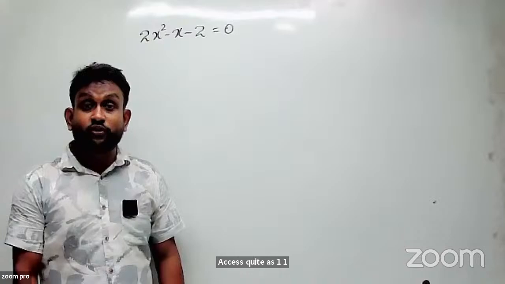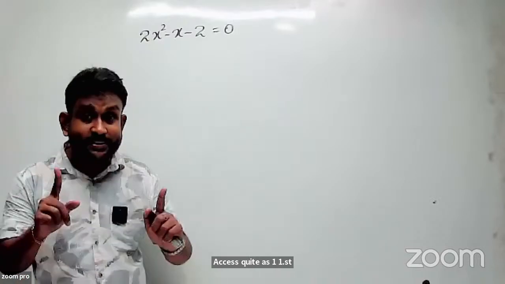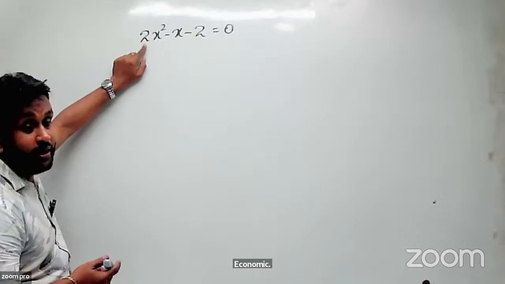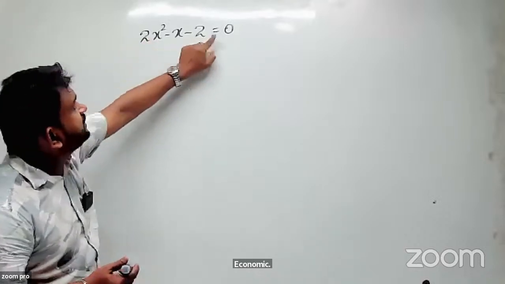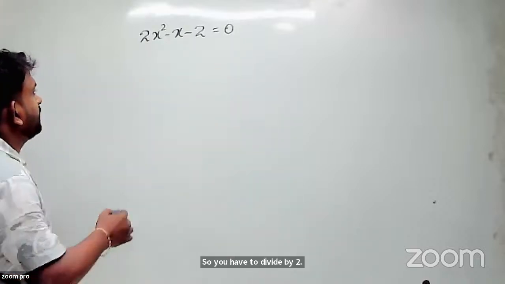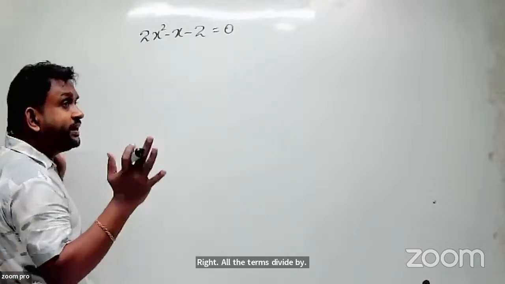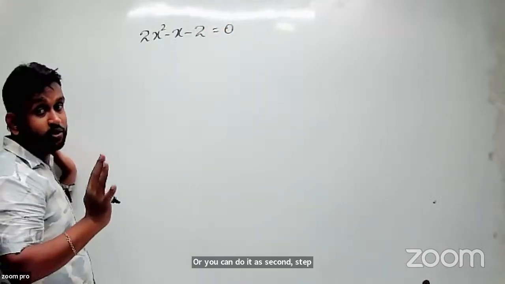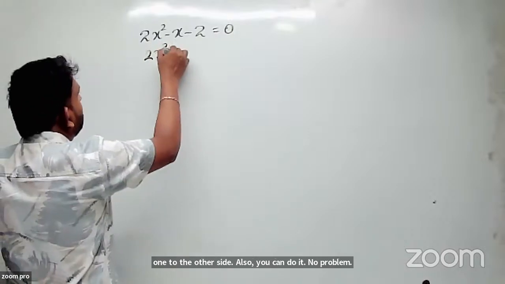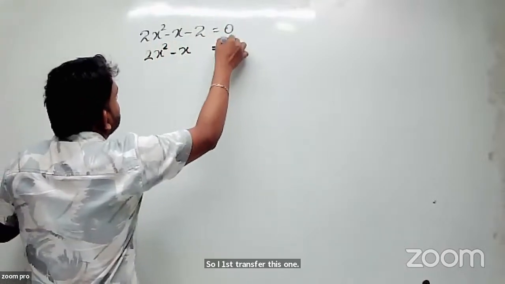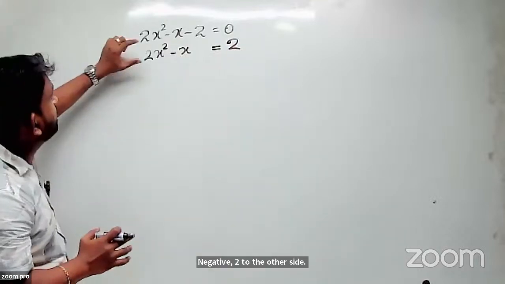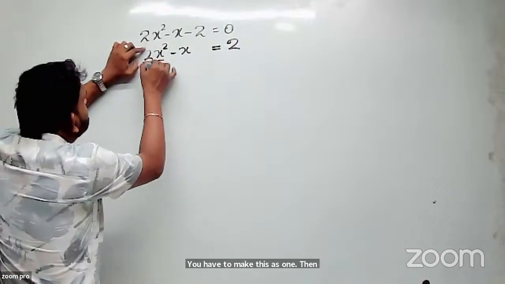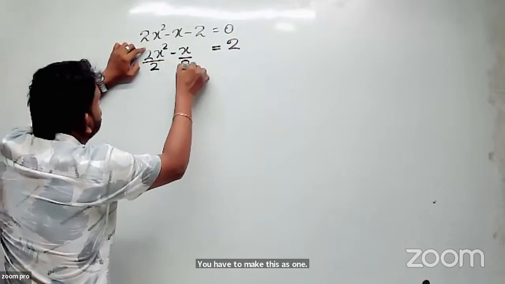And how do we make the x squared coefficient 1? Here there is 2, so you have to divide by 2, all the terms. First step, do that. Or you can do it as a second step, after transferring this one to the other side, no problem. So I first transfer this negative 2 to the other side, positive 2. But keep in your mind, you have to make this coefficient 1. Then you divide all the terms here by 2.